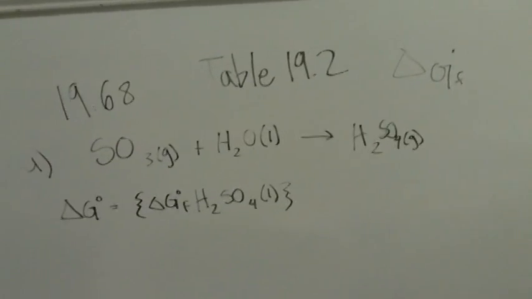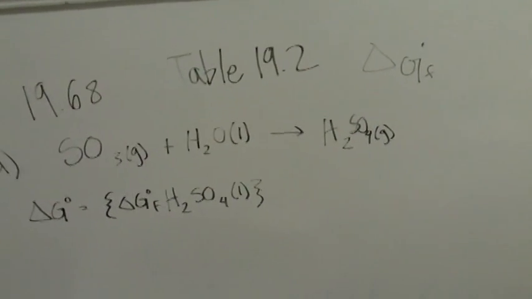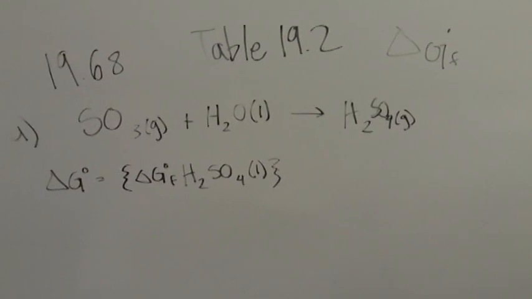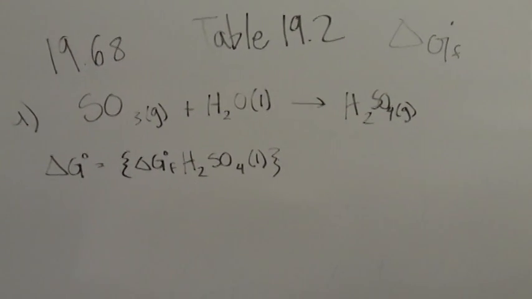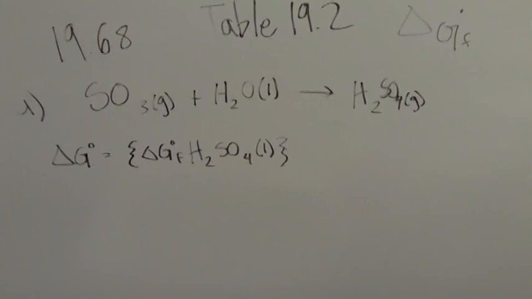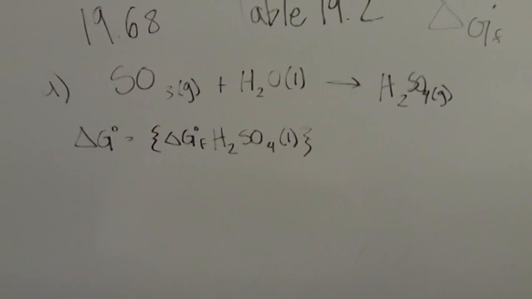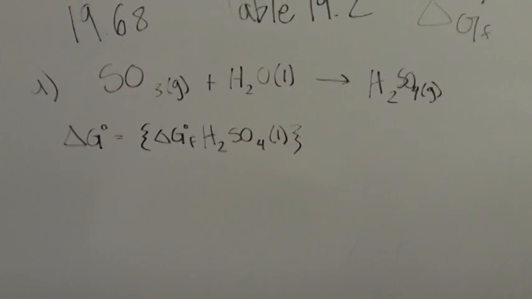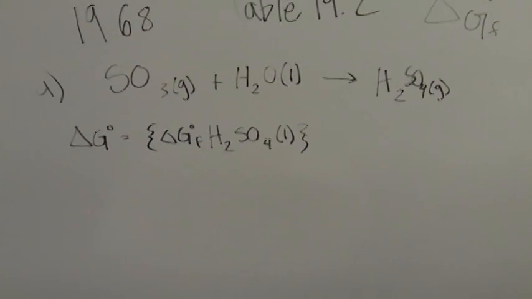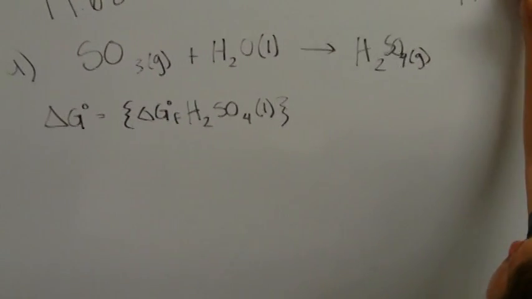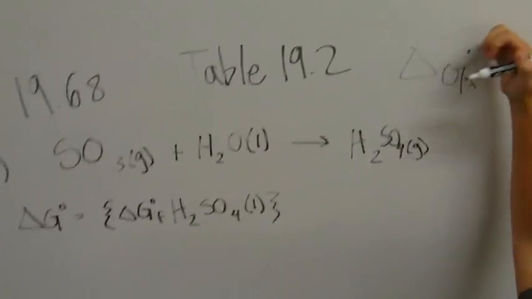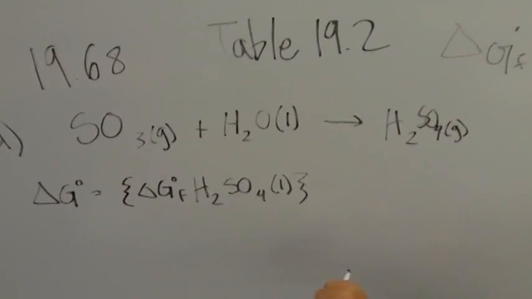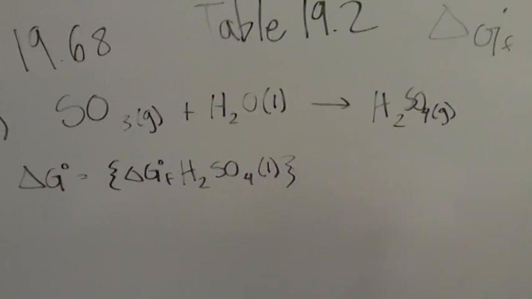19.68. Compute delta G in kilojoules for the following reactions using the data in table 19.2. This is very similar to the other problems we've been doing. Like they said, the data in table 19.2 will be your friend, because that gives you the standard free energies of formation for typical substances. Again, delta G is just products minus reactants. So for this first equation, we'll just jump right into it.